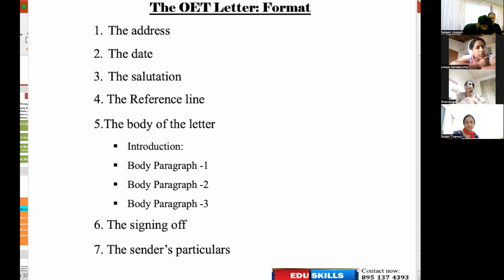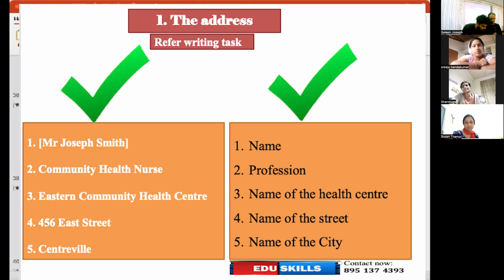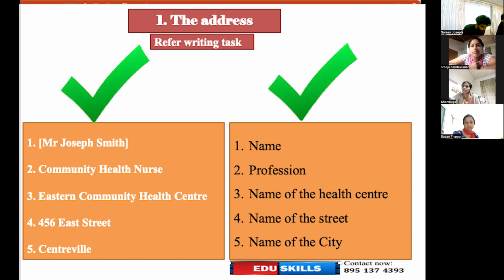And this will be written like this. So you can see the address here, commas removed, no full stop. I have put the name in brackets, but don't put it in brackets. Only if it is given, you have to write. No brackets there, okay? That is to mention, if the name is not given in the writing task, no name, you start with the designation.